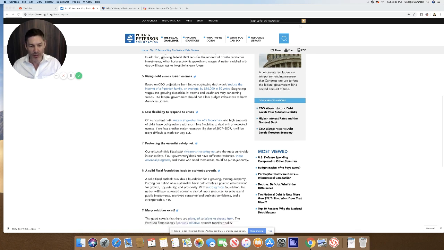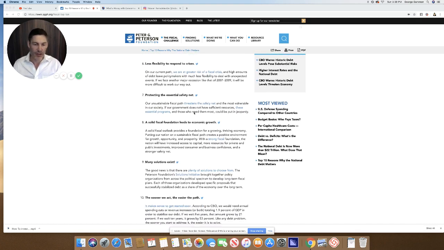So this is just, and you can tell this person's a Keynesian just by what they're talking about here. But this is basically if the government is spending too much of its annual income on paying interest on the debt, that's going to be money that's going to have to be taken away from somewhere else, most likely entitlement spending. A solid fiscal foundation leads to economic growth.